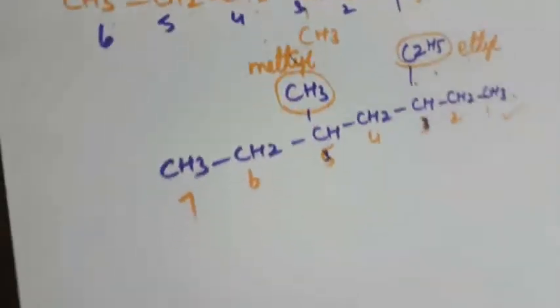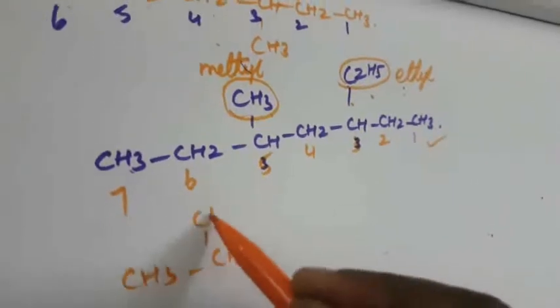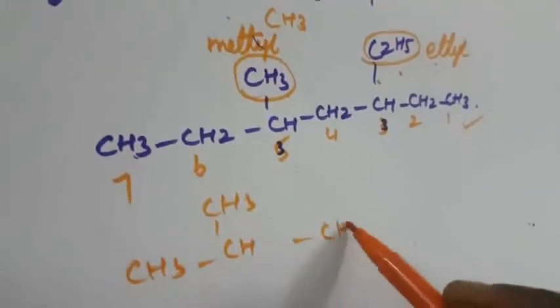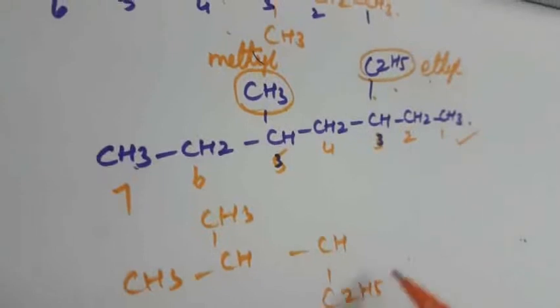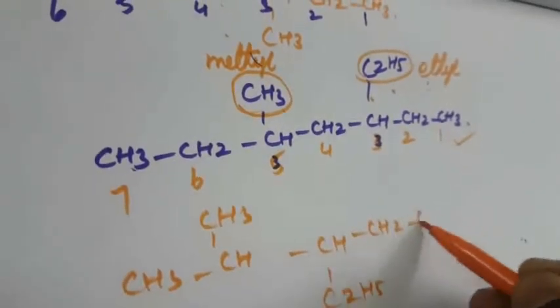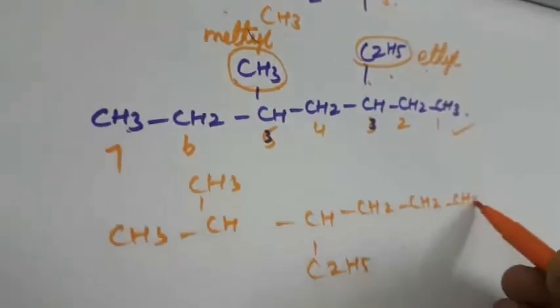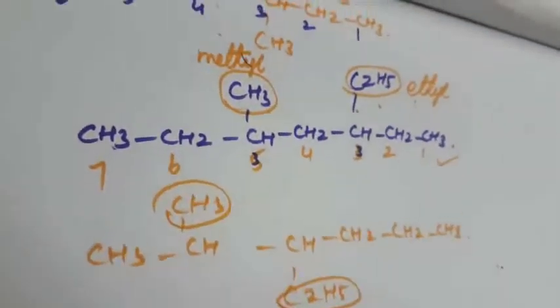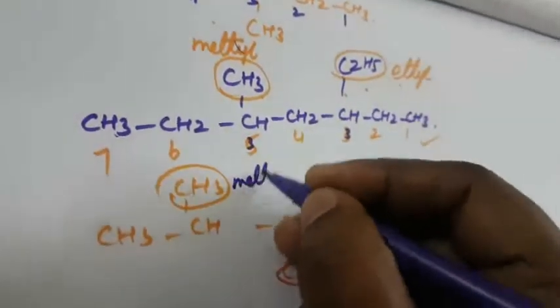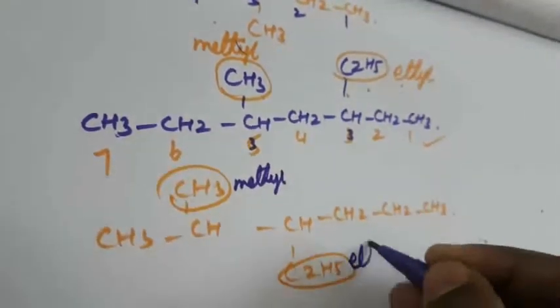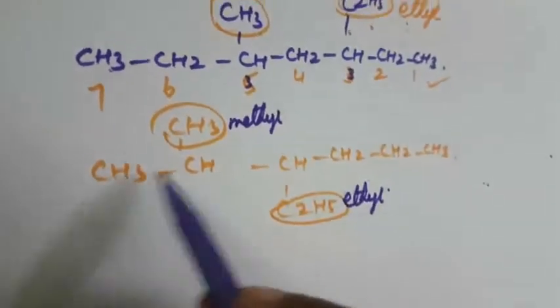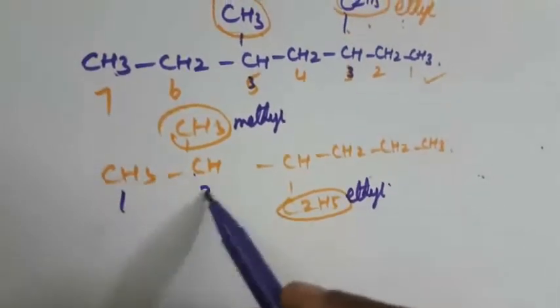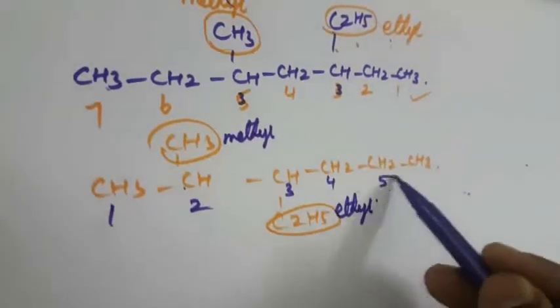Okay, so first one is again CH3, CH, CH3, CH, C2H5, CH2, CH2, CH3. Okay, this is the one. What is the name of this one? Here methyl, here ethyl. So which side do you give the priority number? This is the second position. 1, 2, 3, 4, 5, 6.